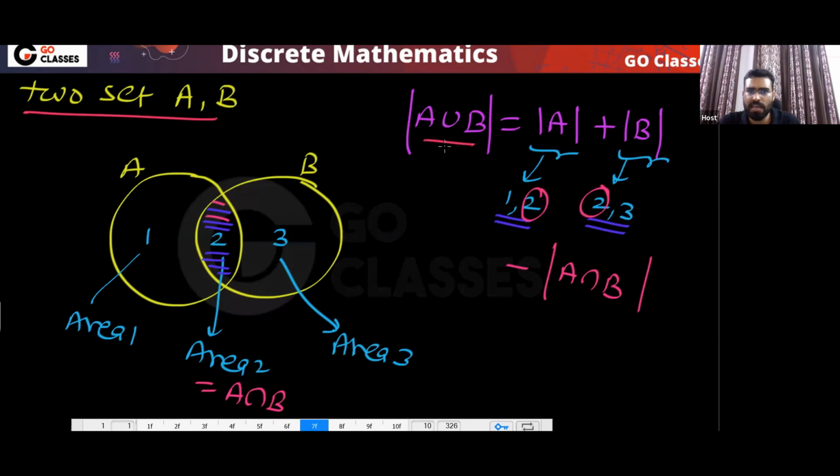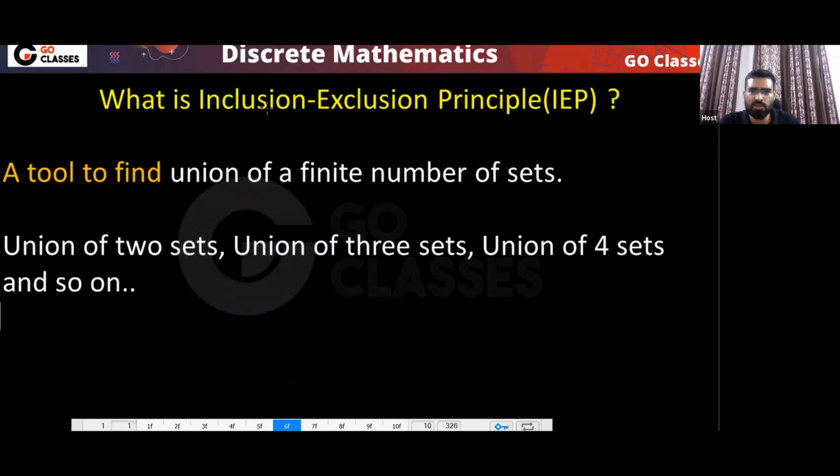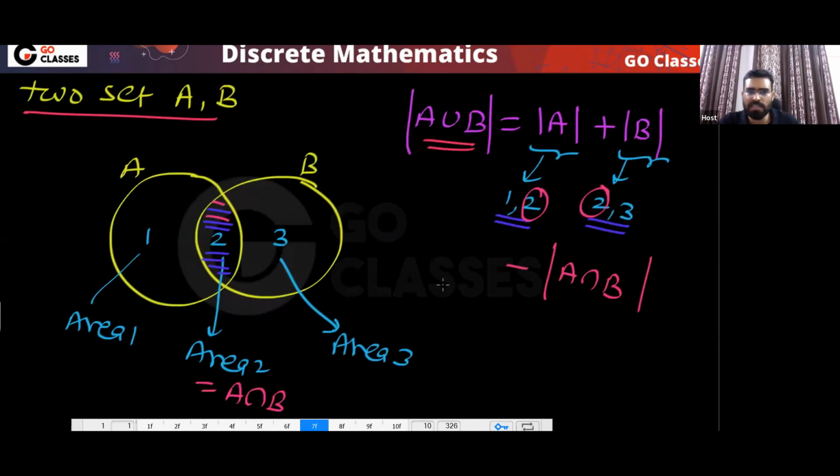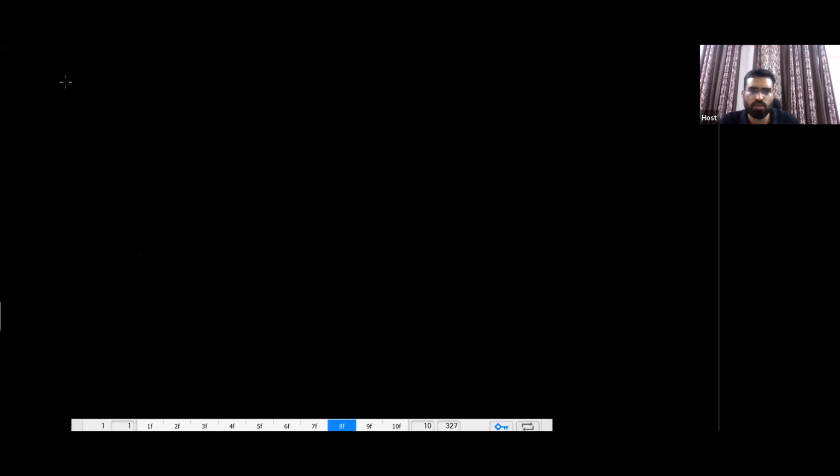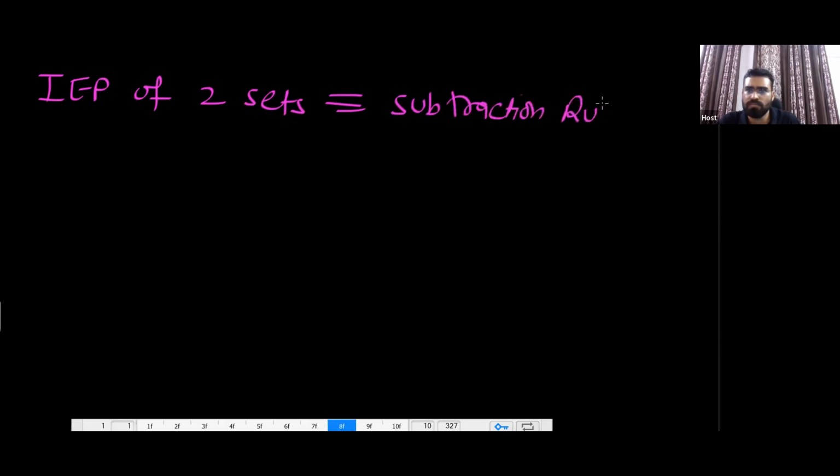Number of elements in union of 2 sets will be number of elements in set A plus number of elements in set B minus number of elements in A intersection B. This is your inclusion exclusion principle of 2 sets. Do you remember what this is called? Inclusion exclusion principle of 2 sets. That is also called subtraction rule.